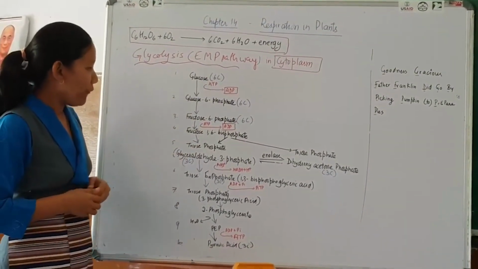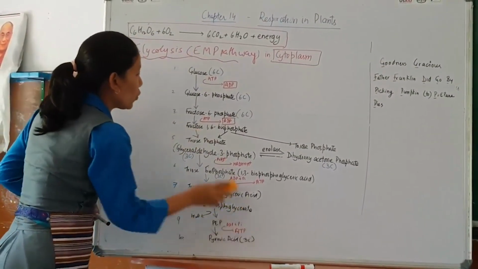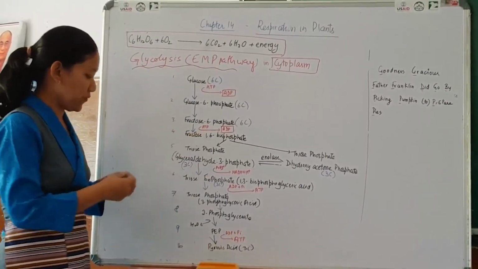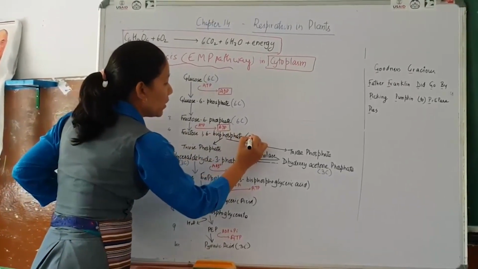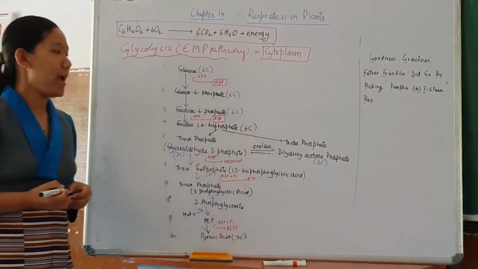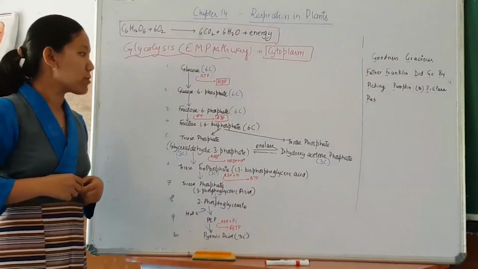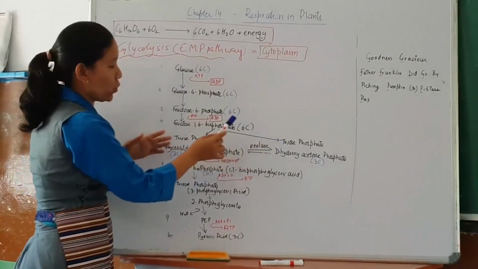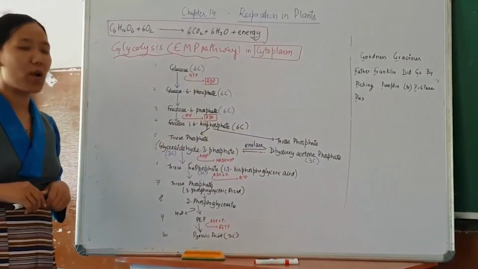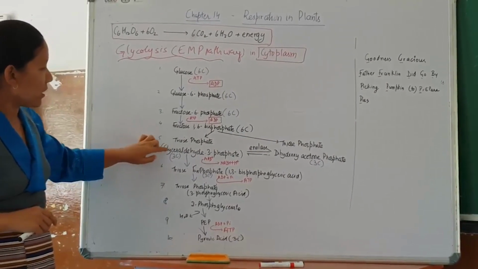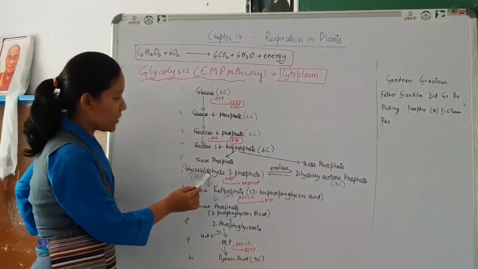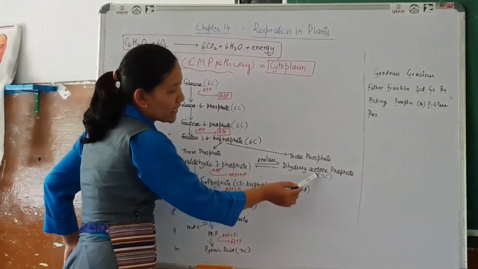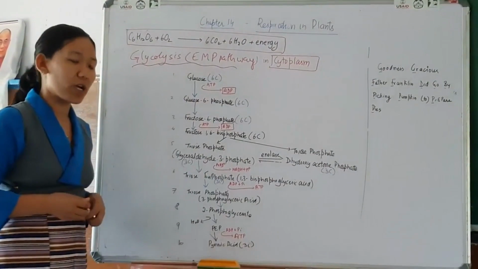Okay. Now after this, fructose 1,6-bisphosphate, which is a 6-carbon compound, splits into 2 3-carbon compounds. That is triose phosphate. You get 2 different 3-carbon compounds. So one is glyceraldehyde 3-phosphate, which is a 3-carbon compound, and dihydroxyacetone phosphate, again a 3-carbon compound.